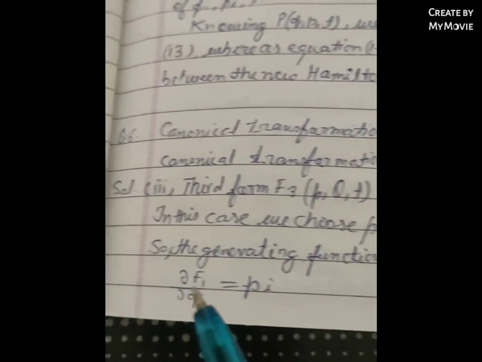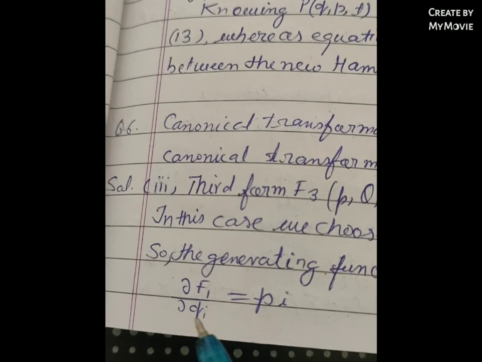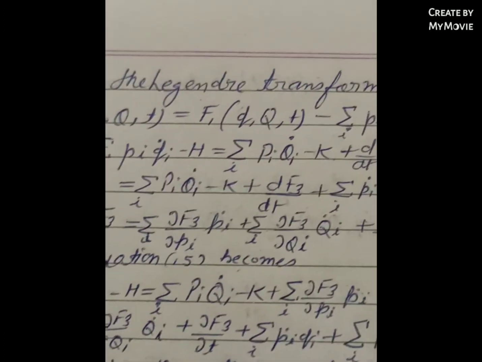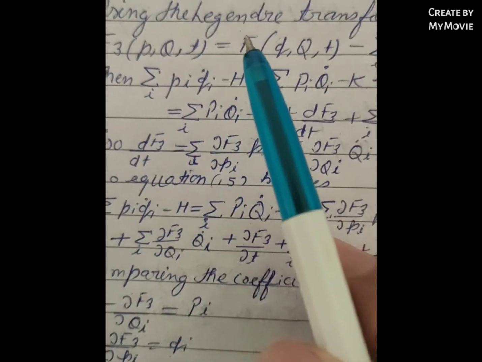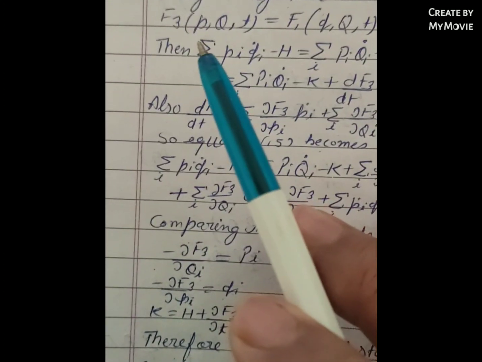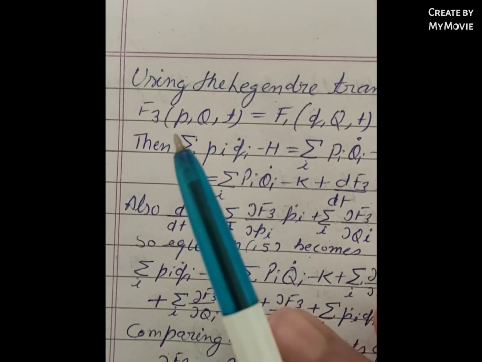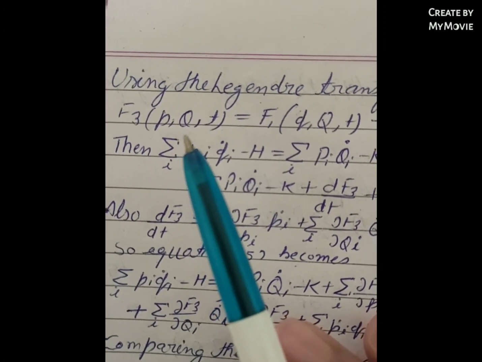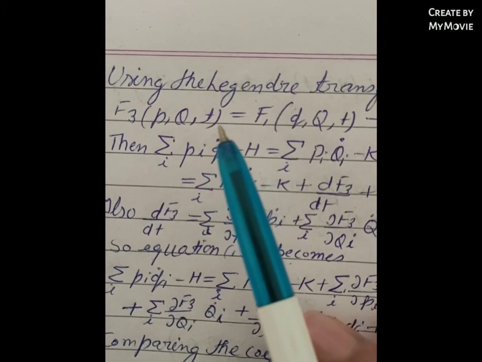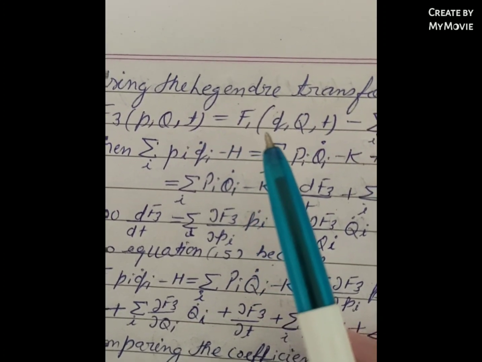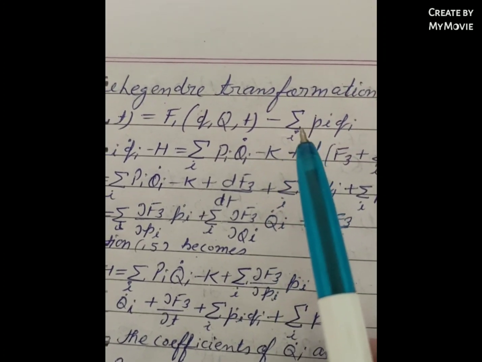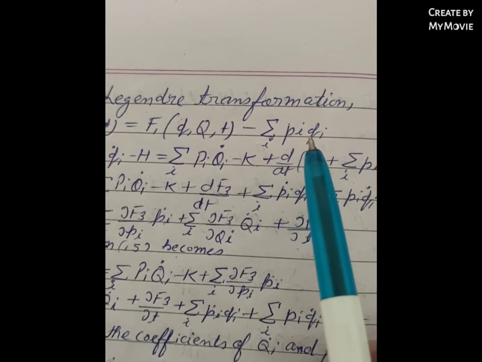We have ∂F/∂Qi = Pi. Using the Legendre transformation, F3(p, Q, t) is equal to F1(q, Q, t) minus sigma i pi qi.